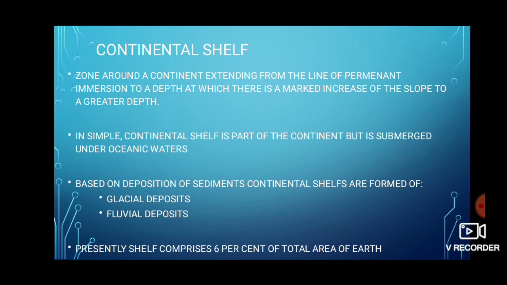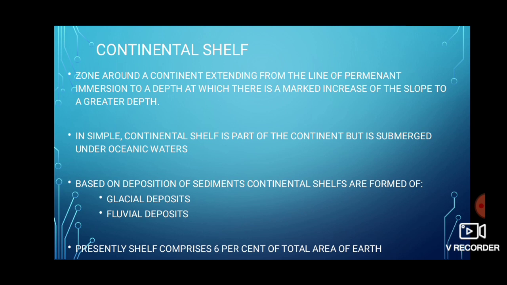That means this continental shelf will generally have very little depth, up to a region where the slope suddenly increases. Those areas will be considered the continental shelf. According to the deposition of the sediments, the continental shelf is formed as a result of two types of deposits: the glacial deposit and the fluvial deposit. The glacial deposits are formed as a result of the action of glaciation. At the same time, the fluvial deposits are formed due to the action of rivers.